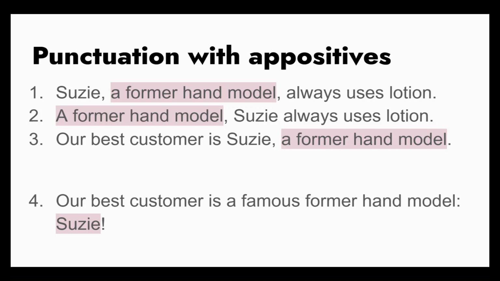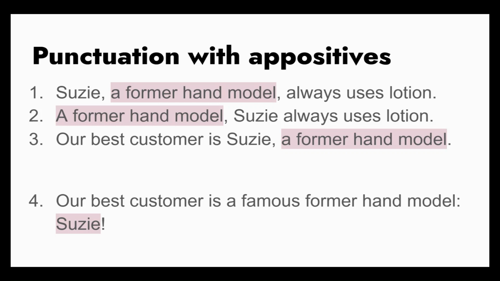But if it's like non-essential extra information that it's nice to know, but your sentence doesn't absolutely need it to make sense, then you'll set it off with paired commas, paired punctuation. Okay, I could take that same appositive phrase, I could swing it to the beginning, set it off with a comma. A former hand model, Susie always uses lotion. Or I could swing it to the end of the sentence, depending on the construction of the sentence. Our best customer is Susie, a former hand model.